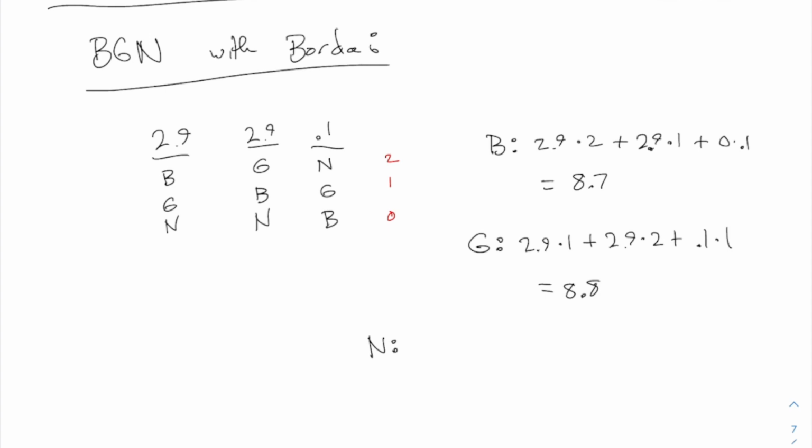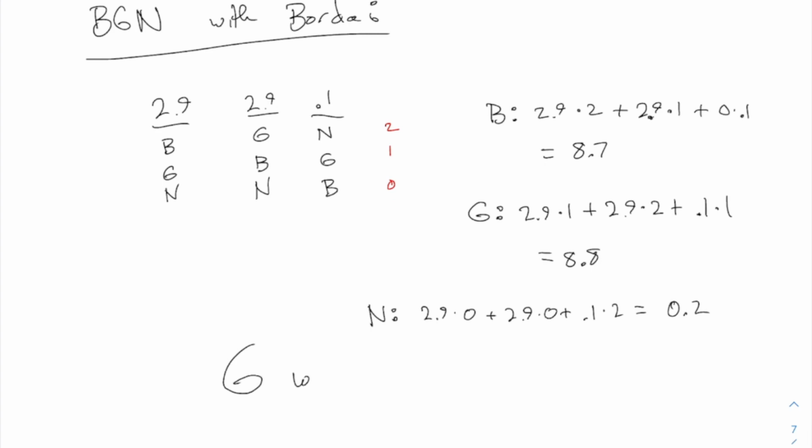And then Nader, it's not a shock. Nader is not going to win this one. It's 2.9 times 0 plus 2.9 times 0 plus 0.1 times 2 for a total of 0.2. All right? Nader is never going to win these elections. But anyway, Gore is the winner using the Borda. Gore is the winner if we use the Borda. All right.